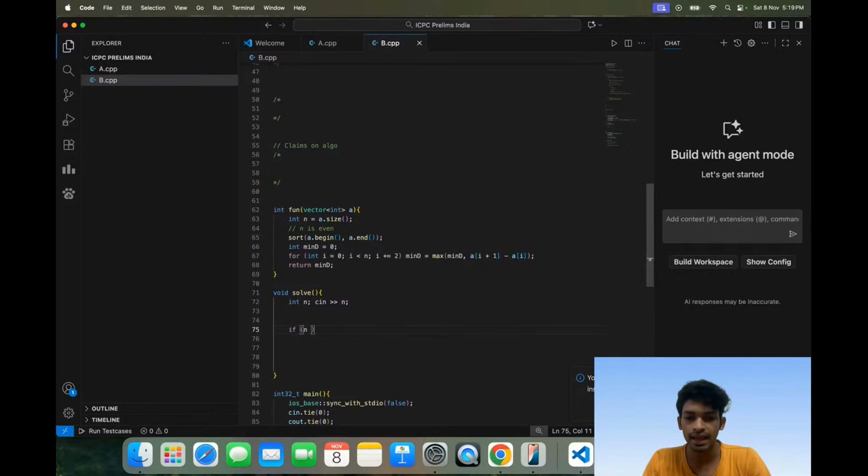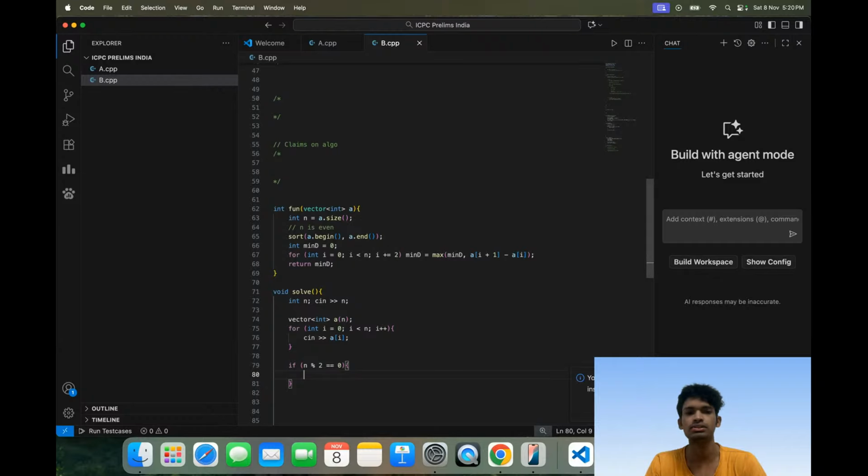If I take an integer array or a vector, now if n remainder 2 equals 0, the answer is fun of a less than or equal to d means yes, else no.